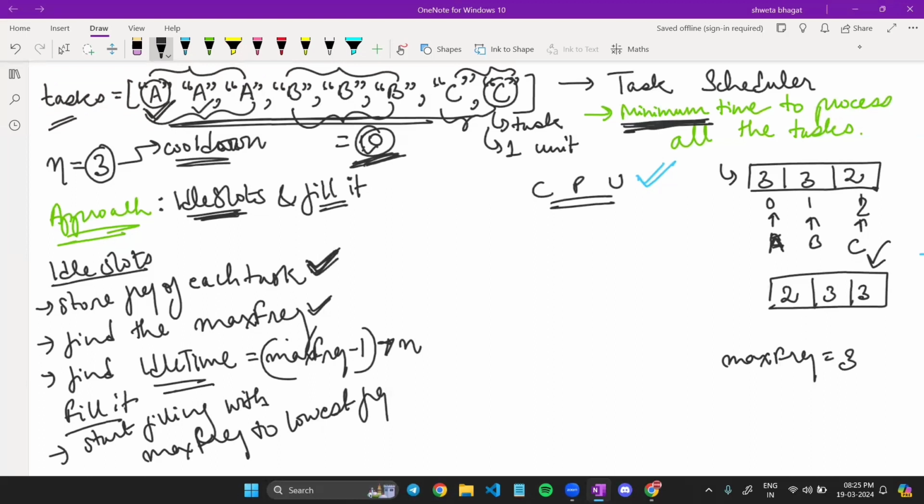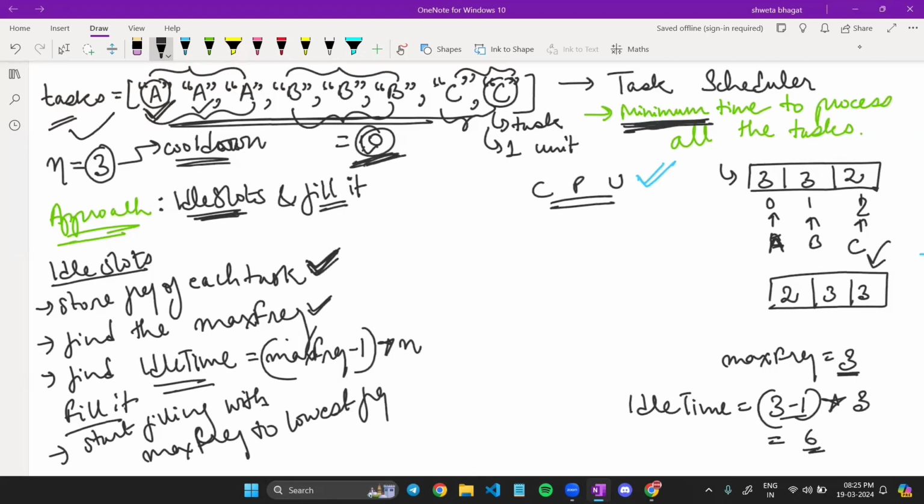Now once we have got the max frequency, what were we supposed to do? We were supposed to find the idle time. And what is idle time? Idle time is max frequency minus 1. Max frequency is 3, so it would be 3 minus 1, into n. What is n? n is 3. So we will multiply by 3. We will get 2 into 3, that is 6.